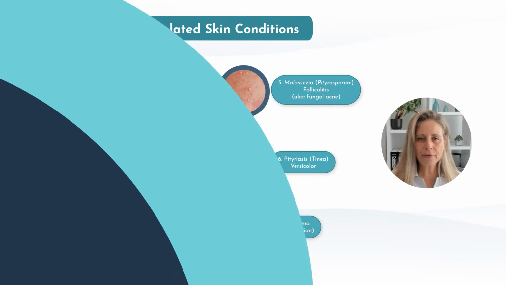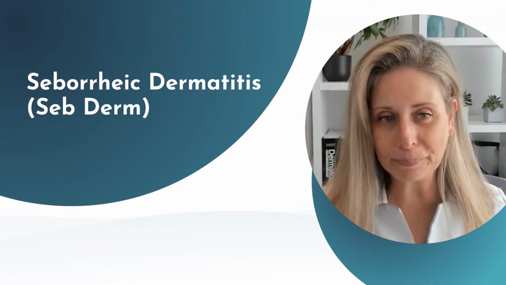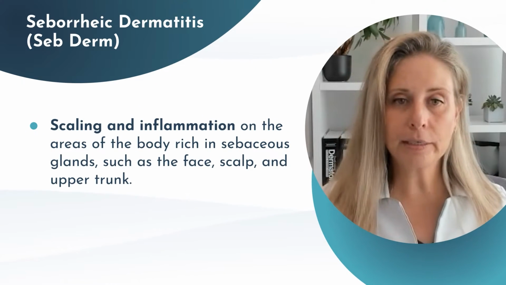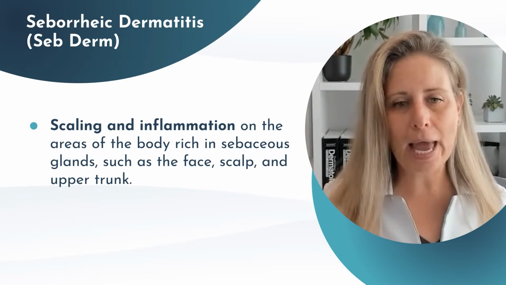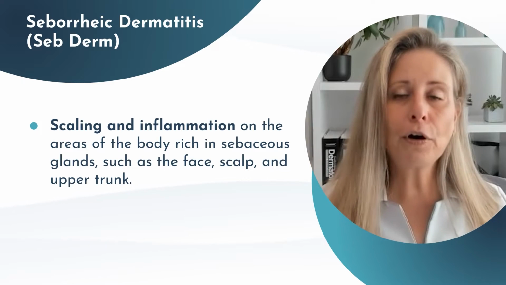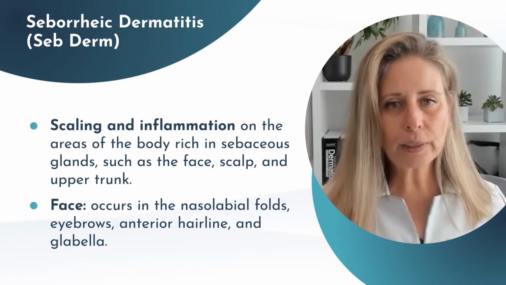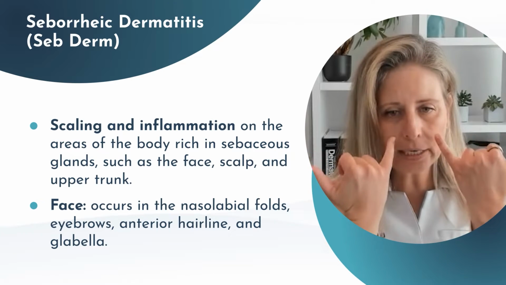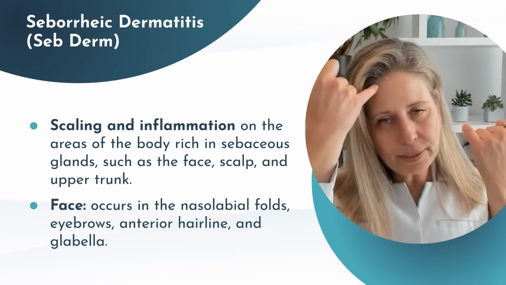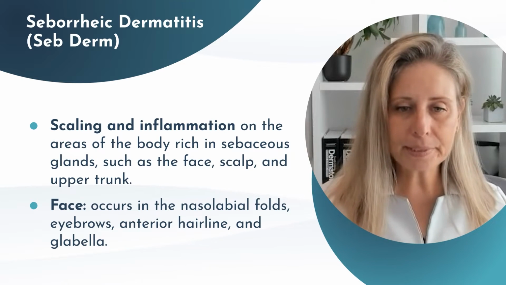Let's start out with seborrheic dermatitis, and you're going to hear me and other professionals shorten it to sebderm. So what is sebderm? Well, it's scaling and inflammation on areas of the body rich in sebaceous glands or sebum, such as the face, scalp, and upper trunk. So we looked at those areas on the microbiome chart. With the face, it tends to occur in the nasolabial fold, so that's this area here, in the eyebrows, the anterior hairline, so up here, and the glabella, which is right in here. Really common to see sebderm problems there.